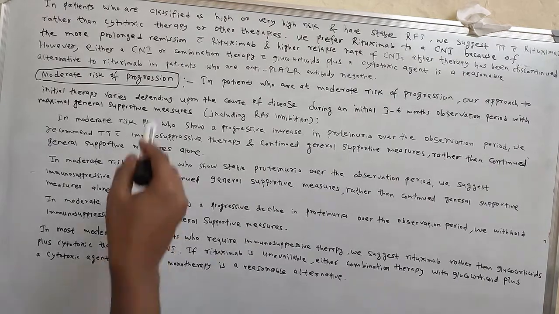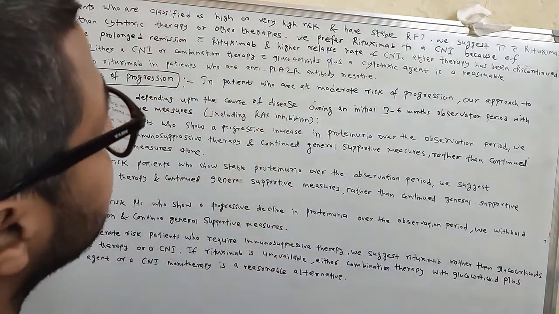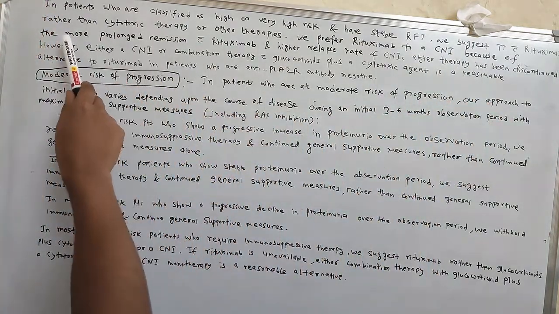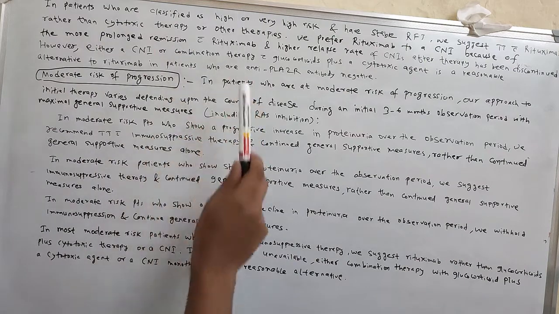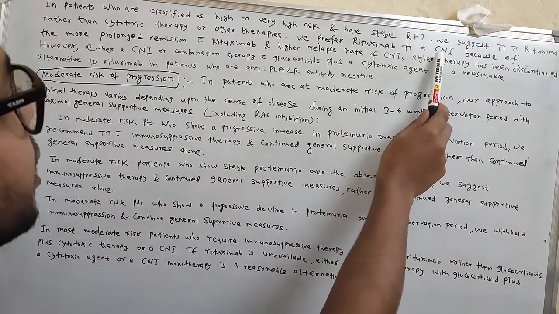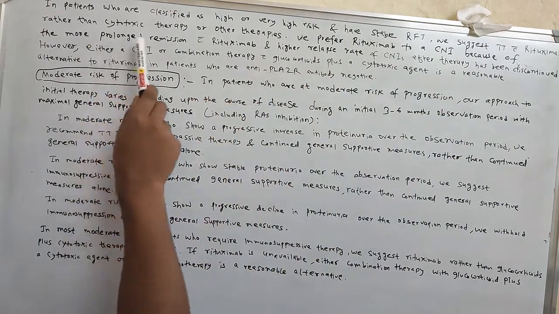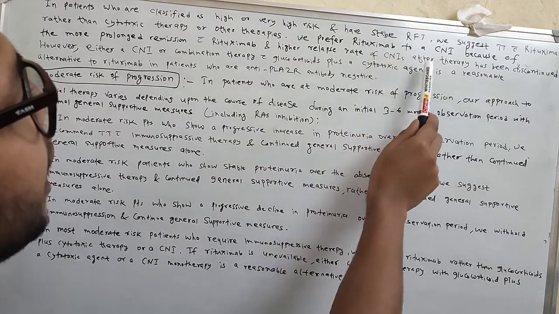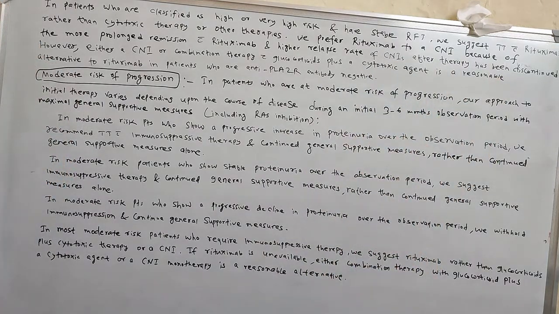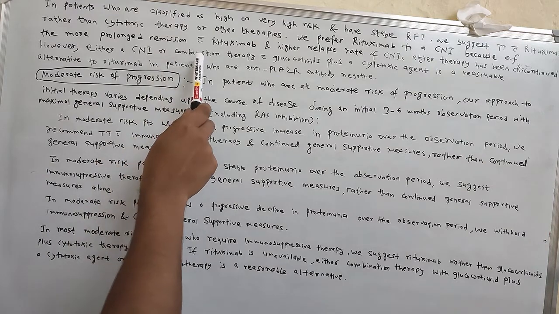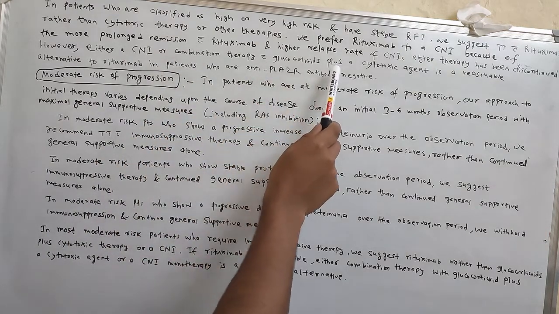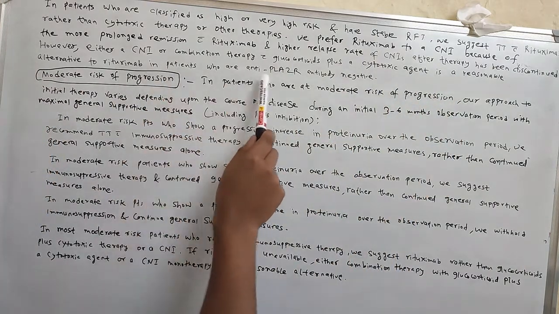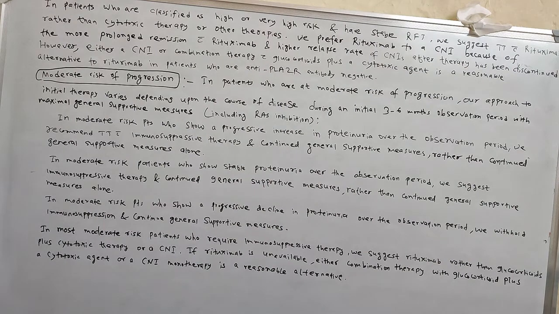So in patients who are classified as high or very high risk and have stable kidney function, we suggest treatment with rituximab rather than cytotoxic therapy or other therapies. We prefer rituximab to calcineurin inhibitor because of the more prolonged remission with rituximab and the higher relapse rate of calcineurin inhibitors after therapy has been discontinued. However, either a calcineurin inhibitor or a combination therapy with glucocorticoids plus a cytotoxic agent is a reasonable alternative to rituximab in patients who are PLA2 receptor antibody negative.